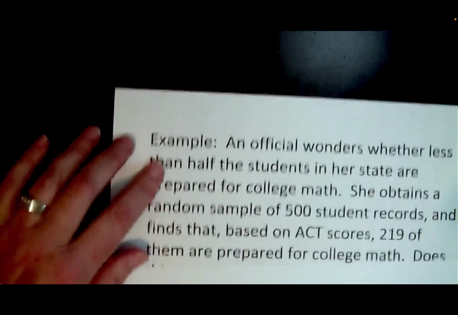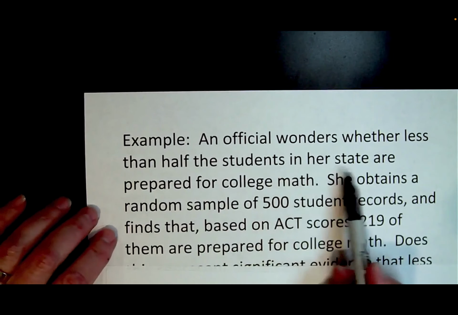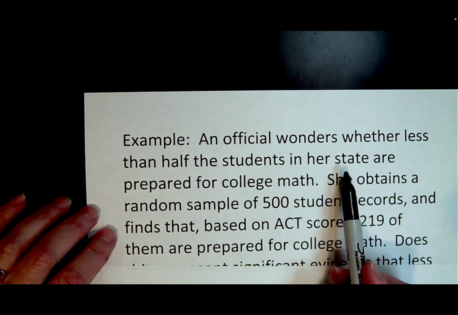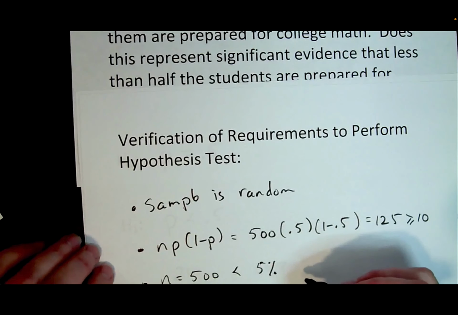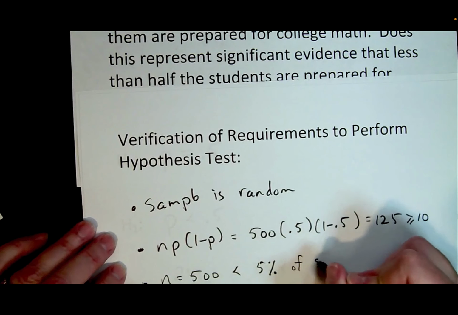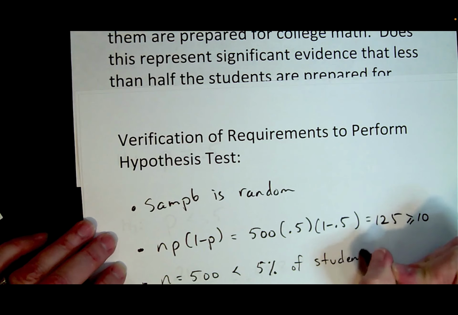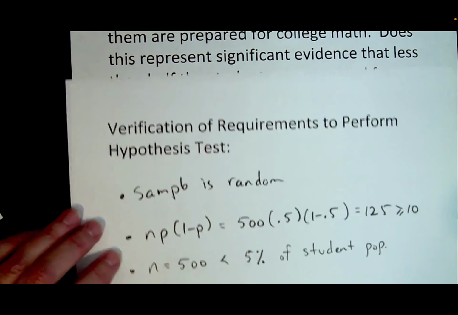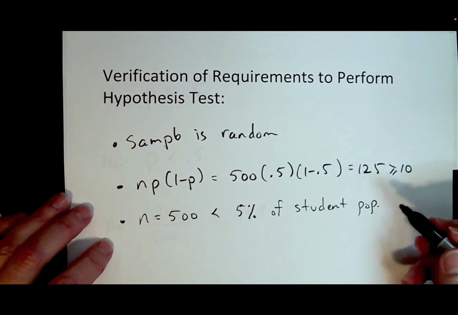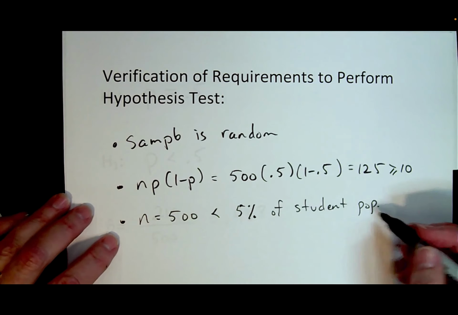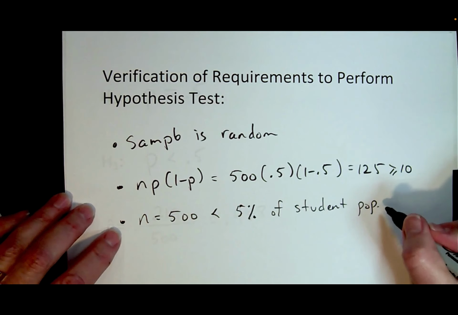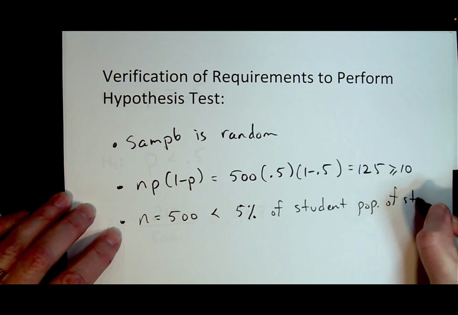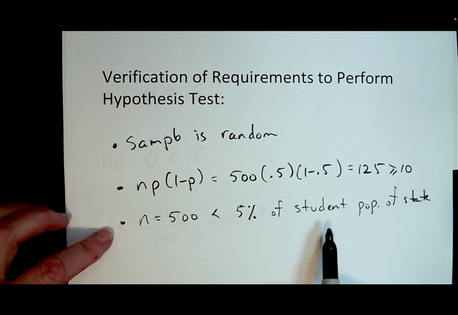Now she's wondering about students in her state. So the population is all the students in the state. She's only got a sample of 500 of them. It seems reasonable that that would be less than 5% of the student population in the state. And like I said before, we don't really have enough information here to say this for sure, and we pretty much never will in this course. So we're just going to say it seems reasonable to think that's true.